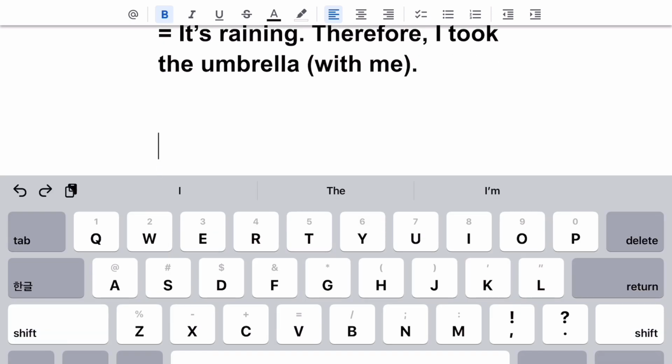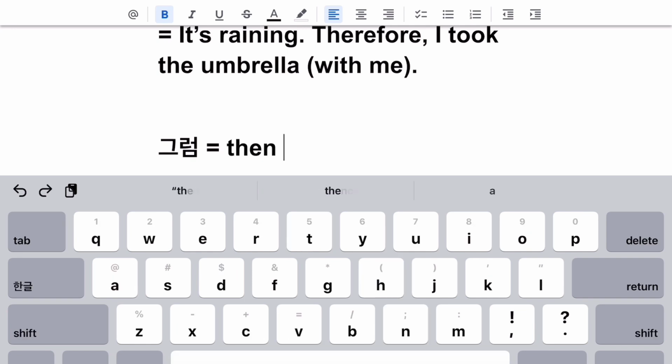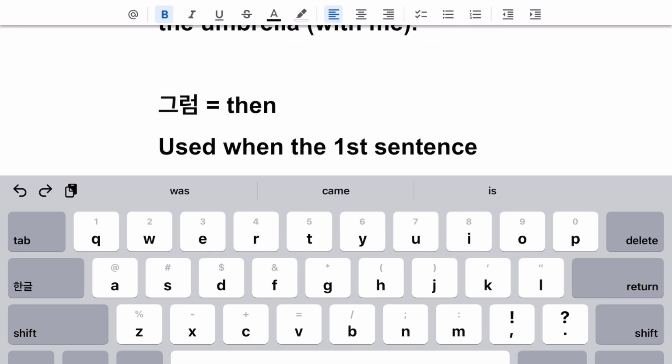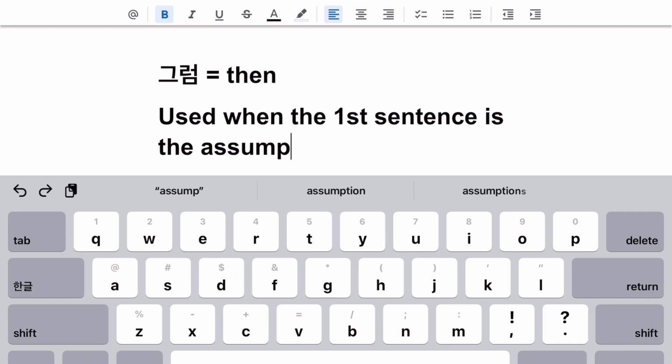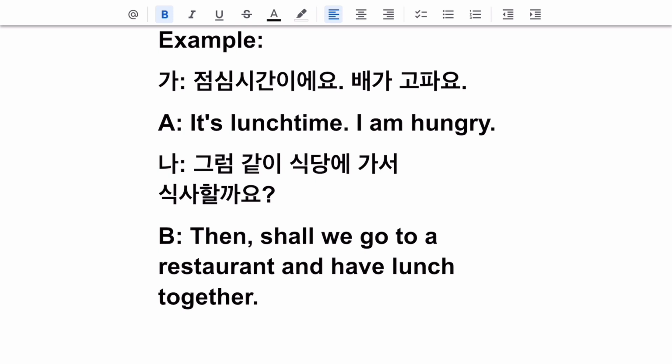The next one is 그럼. This one's used in a lot of Korean conversations. This one, the first sentence is the assumption behind the second. Okay, this time we have a little dialogue, copy paste. There's some grammar in here that we haven't studied yet, but I'll talk through it. So, 점심 시간이에요. 배가 고파요. 점심, lunch, 시간, time. 점심 시간이에요. 배가 고파요. And that 배가 고파요 is just one big phrase for I'm hungry.